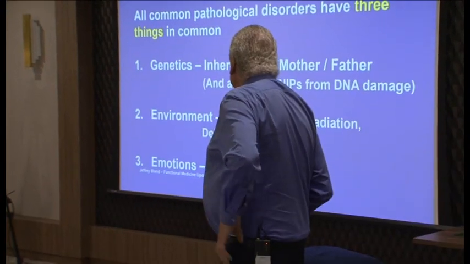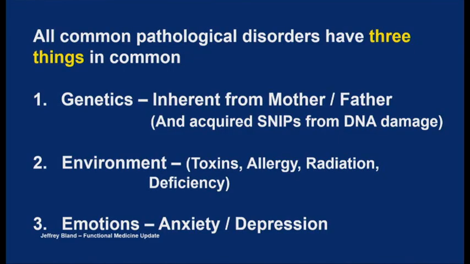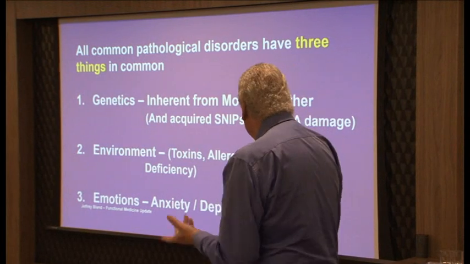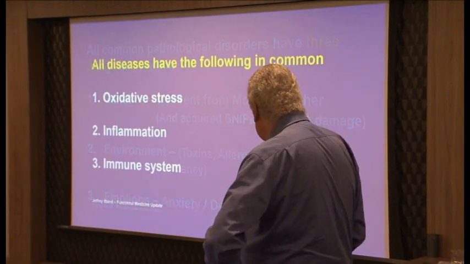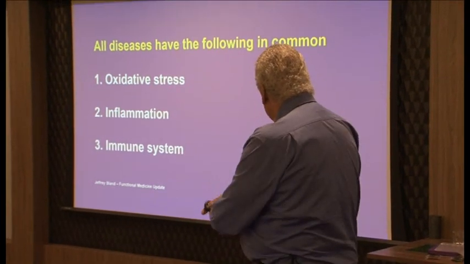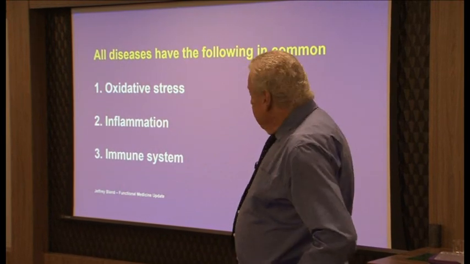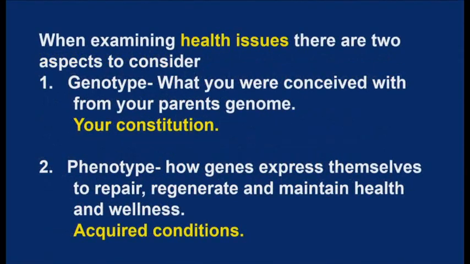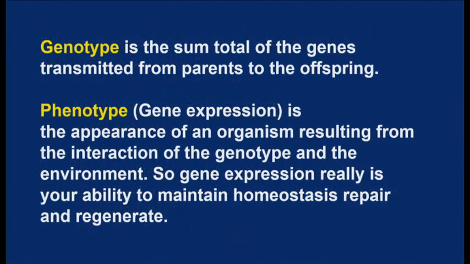So common causes of all diseases are genetics and the environment. I talked about that before. It's a balance between what we're conceived with from our parents and what we do with our environment, which is more the epigenetic side of things. All diseases have the following things in common: oxidative stress, free radicals, inflammation and immune responses. So therefore we need to assess a person's genotype, in other words what they're conceived with, and their phenotype, which is what they've acquired.